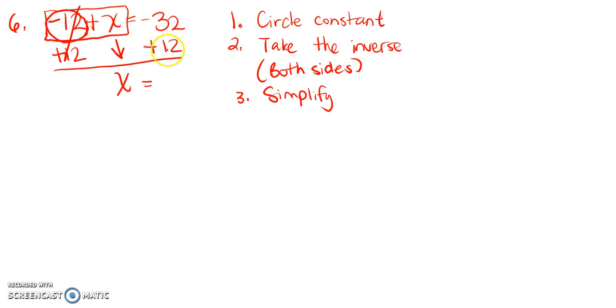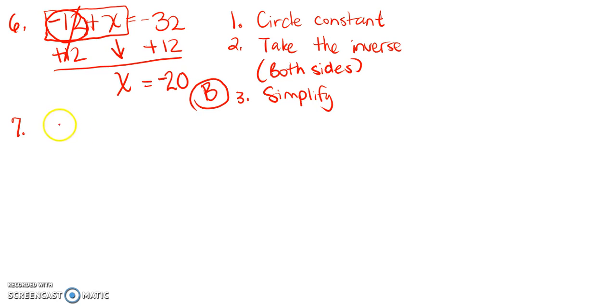I have negative 32 plus 12. Different signs, that means I'm going to subtract. So what's 32 minus 12? That gives me 20. Now I can take the sign of the larger number, and the larger number is 32, so I'm going to take the negative. So x is negative 20, which is B. Don't forget about our integer rules. Same signs, you add and keep, but this time you have different signs, so you subtract and take the sign of the larger number.